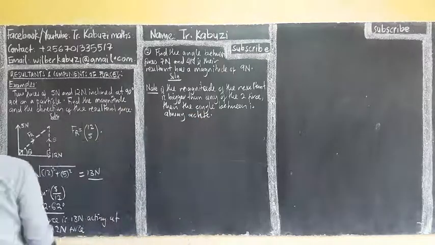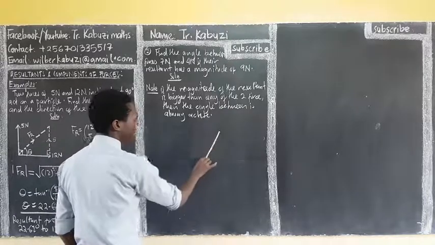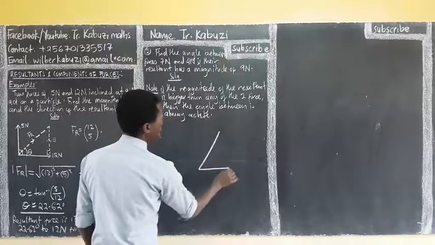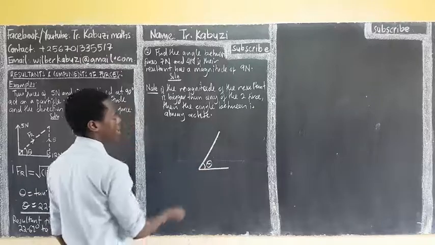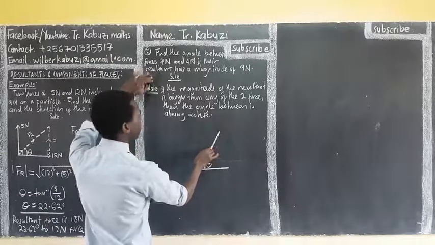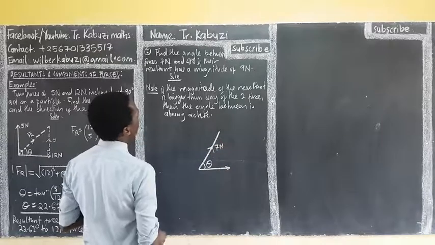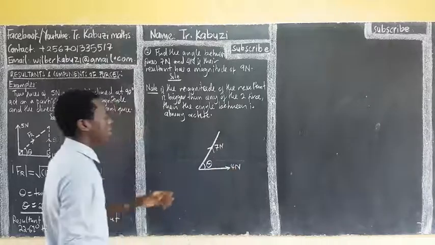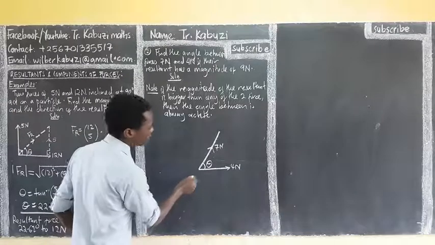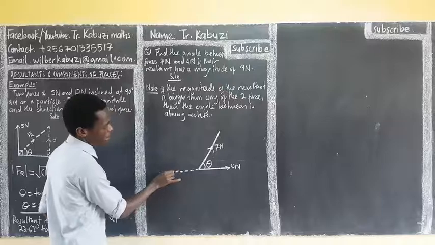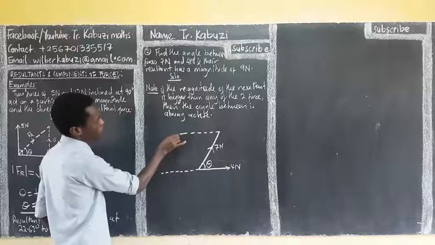So in simple terms, can you do this simple sketch? I'm going to assume that this is my two forces here. I say the angle I want is going to be theta. So this is going to be the 7 newtons force, and this is going to be my 4 newtons force. Whenever the angles are acute, we handle them using the parallelogram of forces. So I'm going to extrapolate this one here and this one here. Of course, we use the ruler.